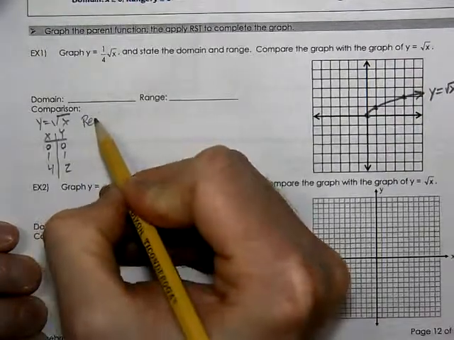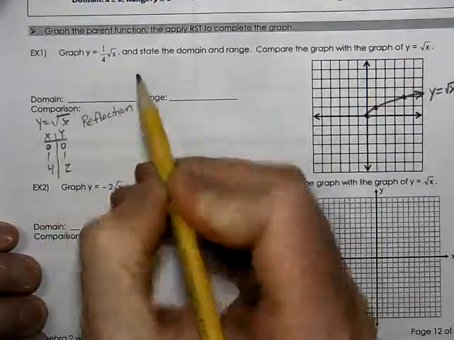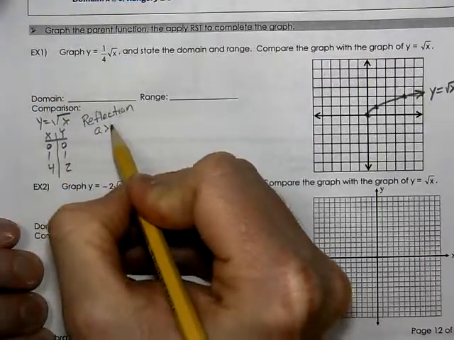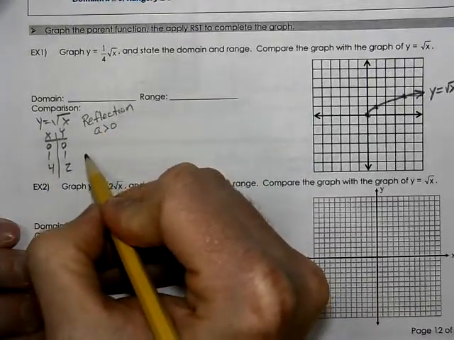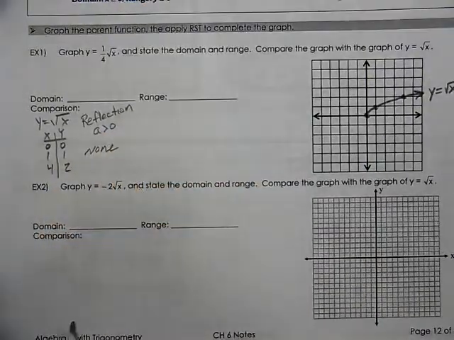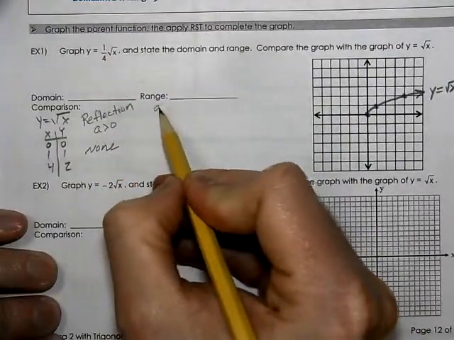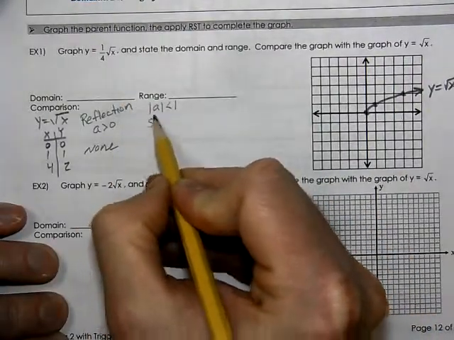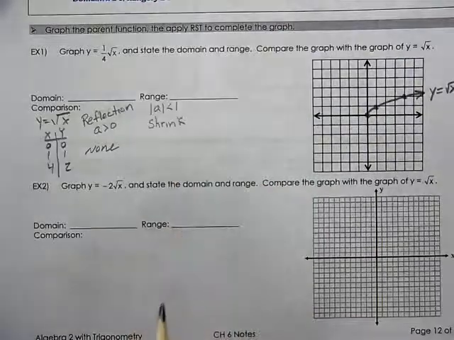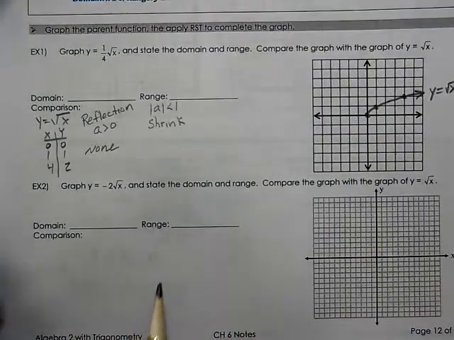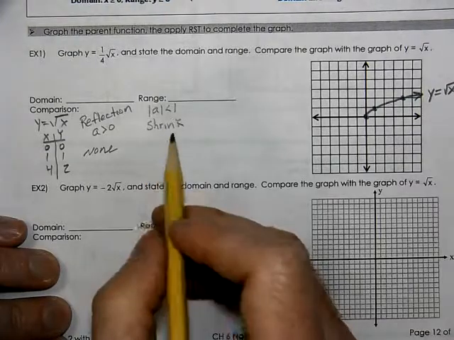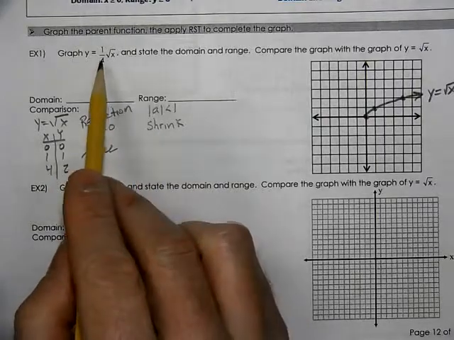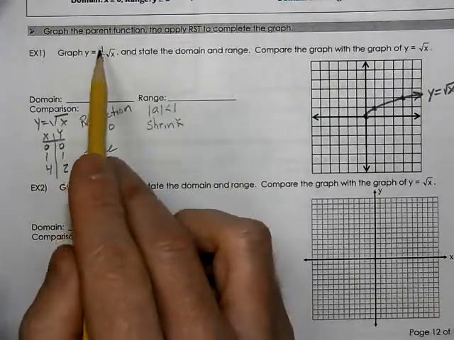Next we might look at a possible reflection. But we notice that a is greater than 0, so there's no reflection. Next, we're recognizing that the absolute value of a is less than 1, so we're going to have a shrink. That means that the graph is going to come towards the x-axis. What we're going to do is take every y value from our table and multiply it by the absolute value of a, which is 1/4.